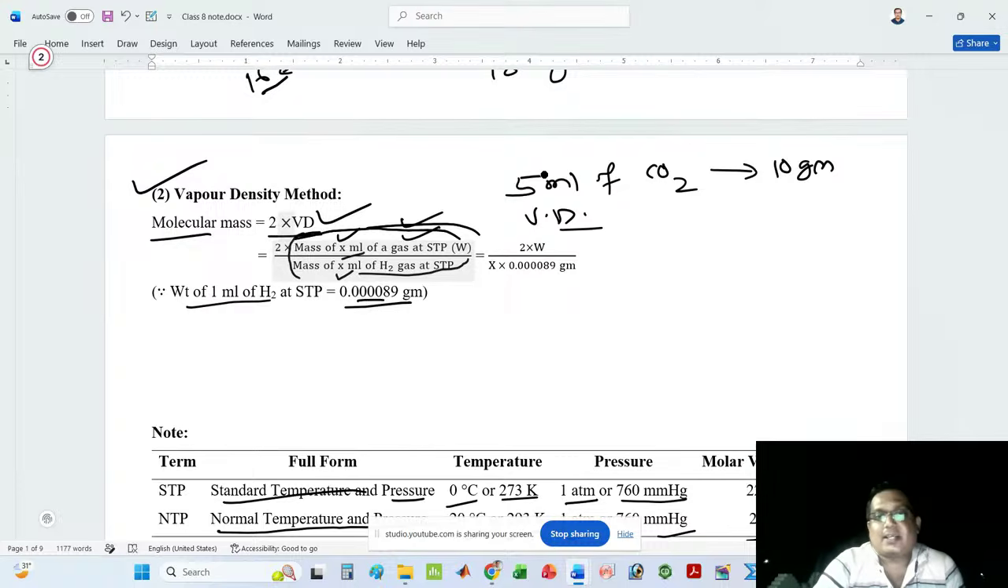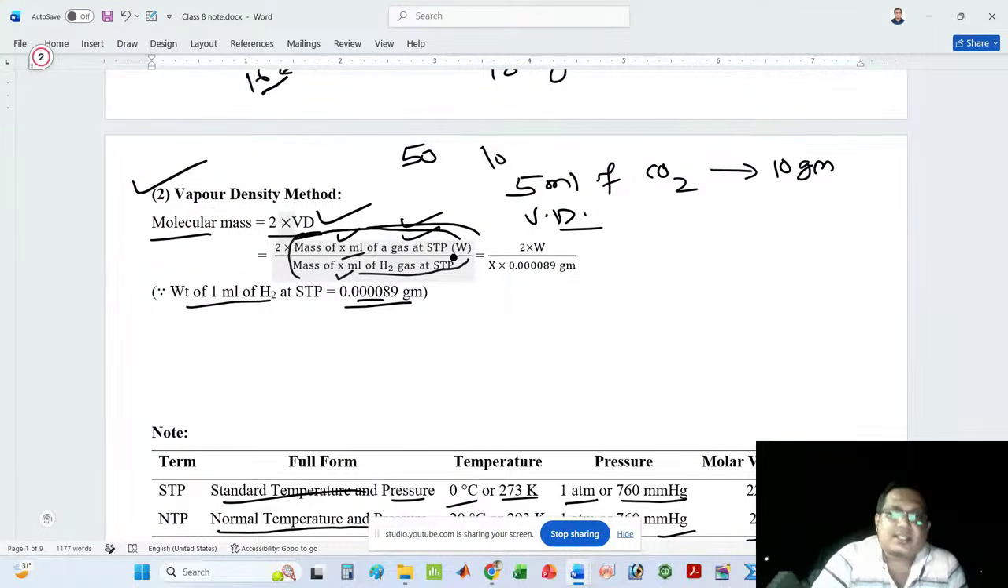Suppose I take 10 ml instead of 5 ml. Here I can change the formula for the calculation of the vapor density of 10 ml of carbon dioxide: mass of 10 ml of carbon dioxide at STP divided by mass of 10 ml of hydrogen gas at STP. Suppose you take 50 ml of carbon dioxide, then you can change the formula like that: mass of 50 ml of carbon dioxide at STP divided by mass of 50 ml of hydrogen gas at STP.